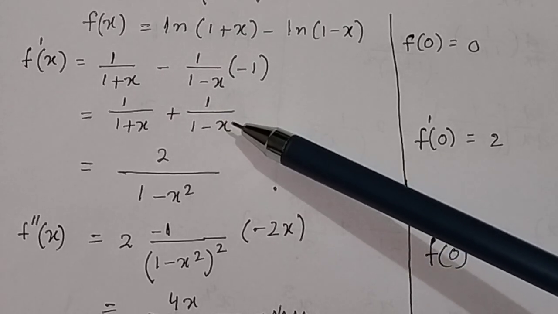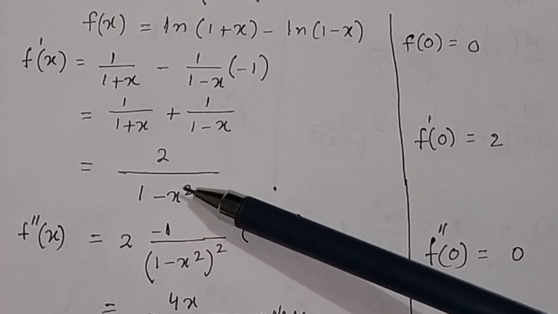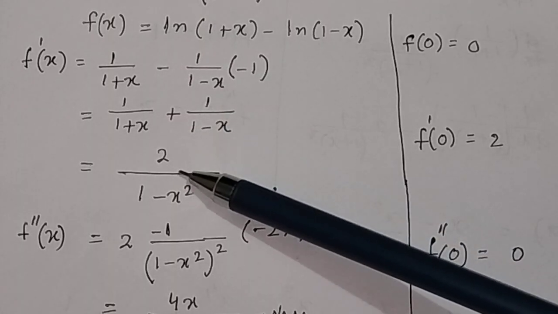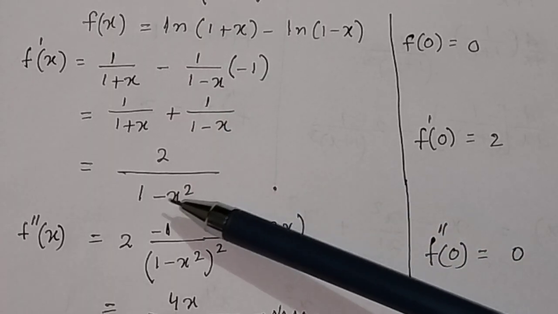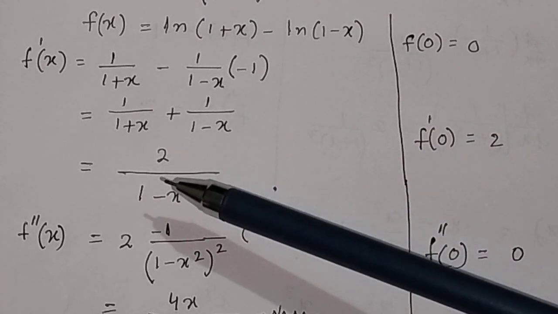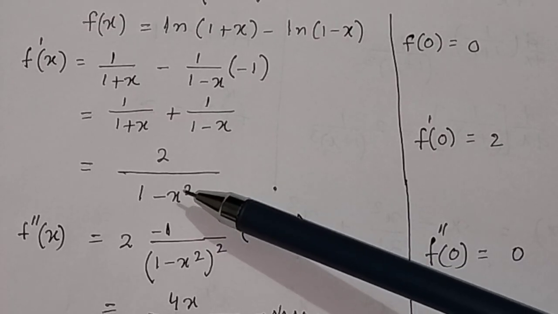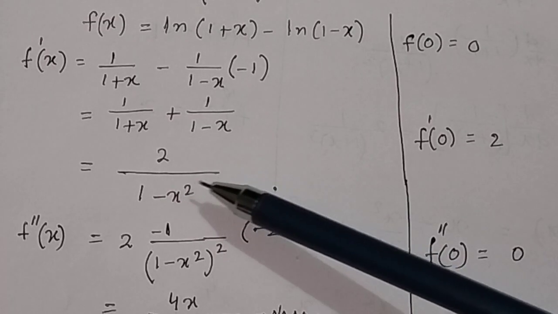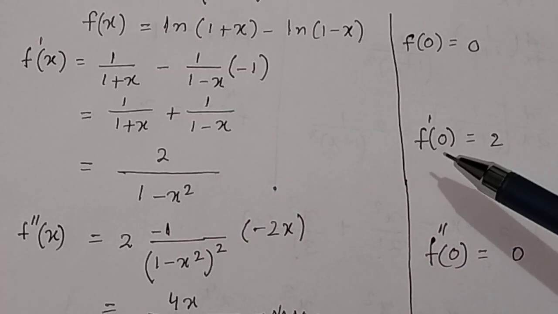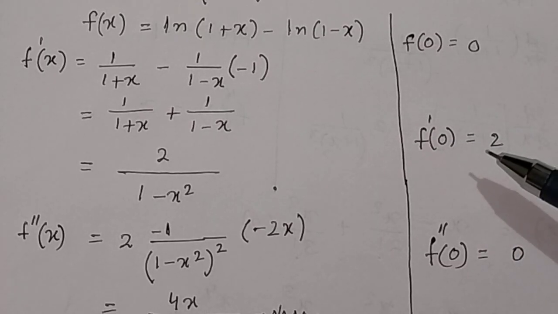If you add those two terms, in the denominator you have 1-x², and in the numerator you have (1-x)+(1+x), so it is equal to 2. If you find the derivative of this function at x equal to 0, this term will be equal to 0. So the derivative at x equal to 0 will be 2 divided by 1, which is 2. So f'(0), the first derivative of the function at x equal to 0, is equal to 2.